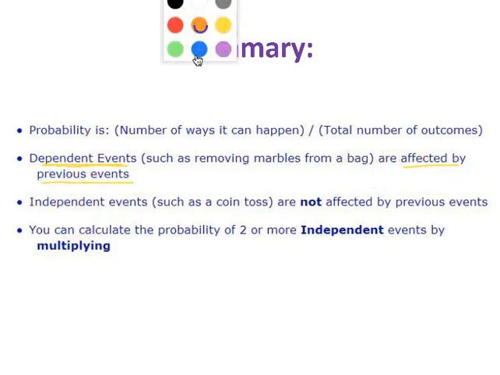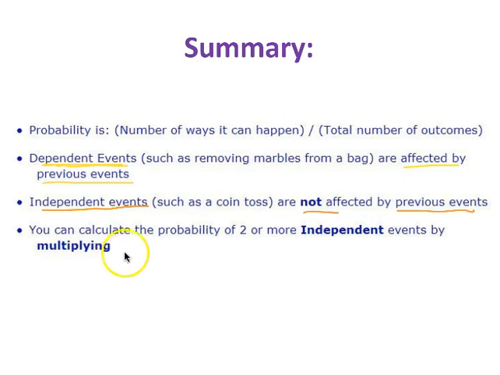Whereas independent events are not affected by the previous events. And we can calculate the probability of 2 or more independent events by multiplying. Same with dependent events. We find the probability of 2 or more events by multiplying those together.